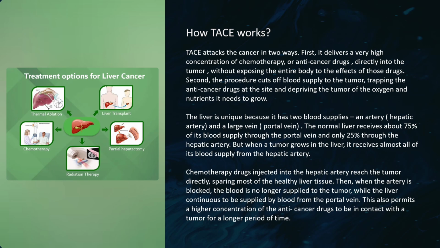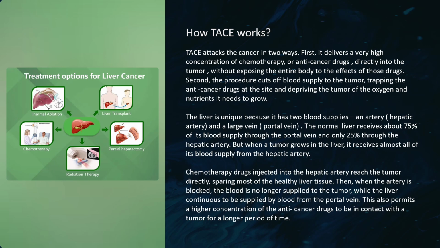The liver is unique because it has two blood supplies, that is an artery, the hepatic artery, and a large vein, the portal vein. The normal liver receives about 75% of its blood supply through the portal vein and only 25% through the hepatic artery. But when a tumor grows in the liver, it receives almost all of its blood supply from the hepatic artery. So the chemotherapy drugs injected into the hepatic artery reach the tumor directly, sparing most of the healthy liver tissue.